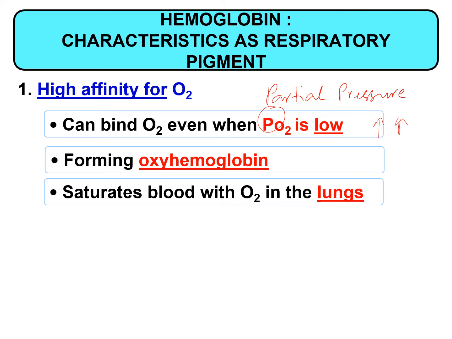So hemoglobin has high affinity for oxygen, meaning that it can bind oxygen at low partial pressure of oxygen. The binding of oxygen to the hemoglobin will form oxyhemoglobin. The oxygen will bind to the ferrous ion in the heme group. So in the lungs, the hemoglobin is saturated with oxygen, because in the lungs the partial pressure of oxygen is high.